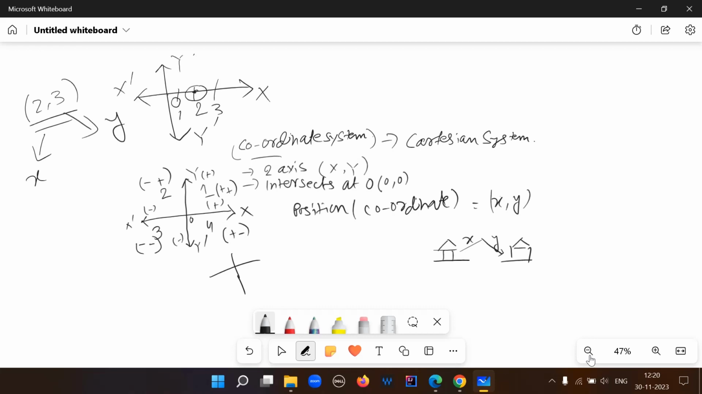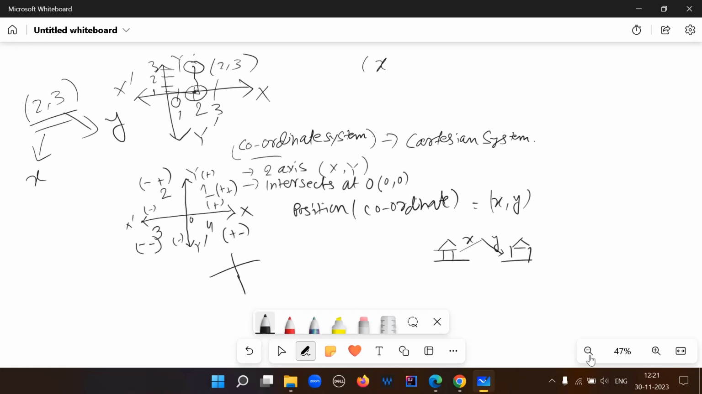So you are here. Now it is not complete. Now you go 3 for y. On the y path you will go to 3: 1, 2, 3. So here is the point 2 comma 3. This system is called the Cartesian system, as I said before. This is the main concept. Now it is not completed, I will clear it up further.